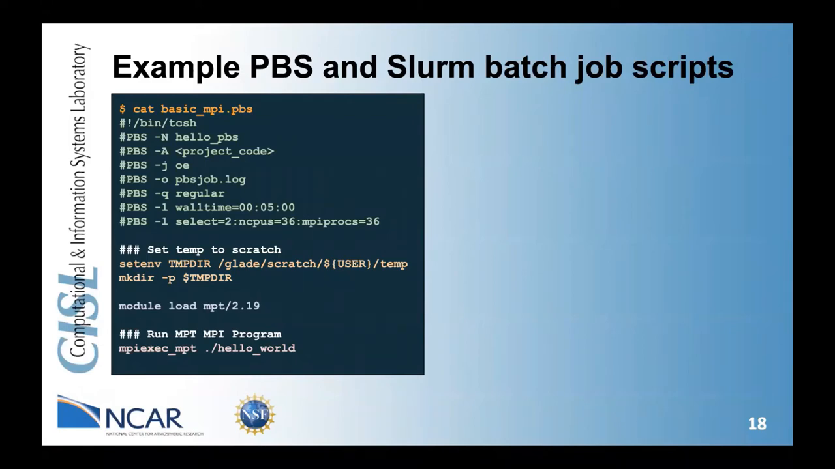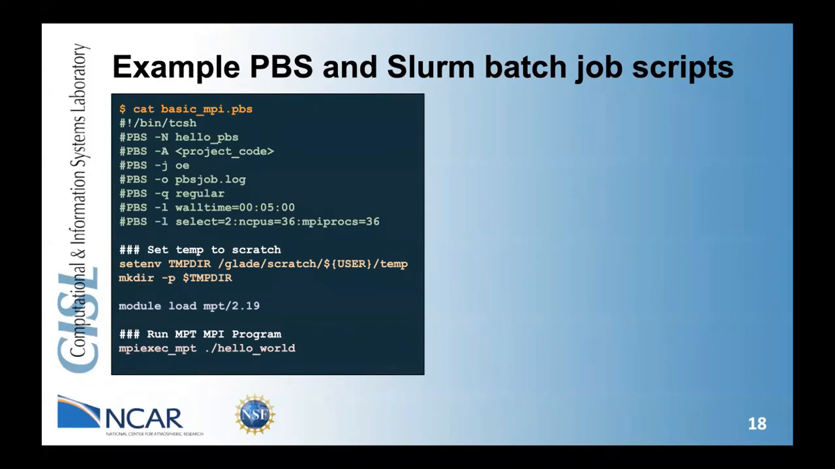basic_mpi.pbs. This is a TCSH script, and these top few lines that begin with #PBS are just comments as far as the script is concerned, but the PBS scheduler reads those comments and decides how much computing you're requesting and so on and so forth. So the first line, the -N hello_PBS, that's just the name of the job. So later, that's how you would identify the job if you were checking to see how long it had been running or if it was still queued.